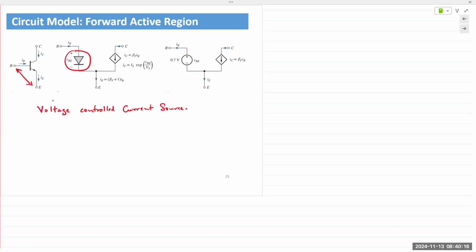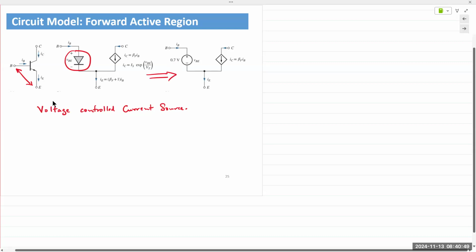Again, we are talking about the active region. So in the active region, the base emitter junction is forward bias. The collector junction is always reverse bias. Here's like a PN junction diode. We have a voltage drop across it, and hence VBE is equal to 0.7. That gives us the second model right here. We can replace that PN junction with a constant voltage source of 0.7 volts.